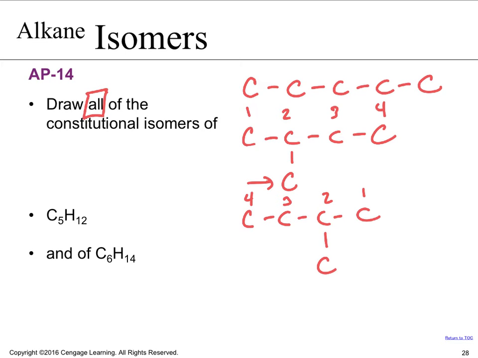So again, these would be conformers. Things are just flipped around or rotated, so they are not isomers. So I can get rid of that option. So there's nothing else I can do with the C4 chain.